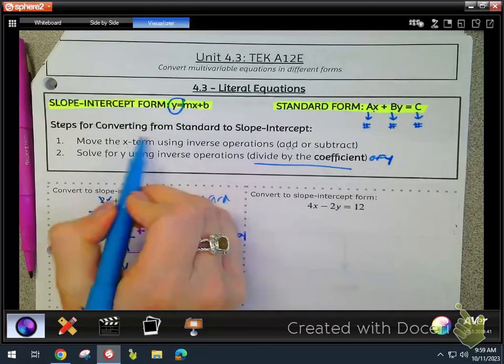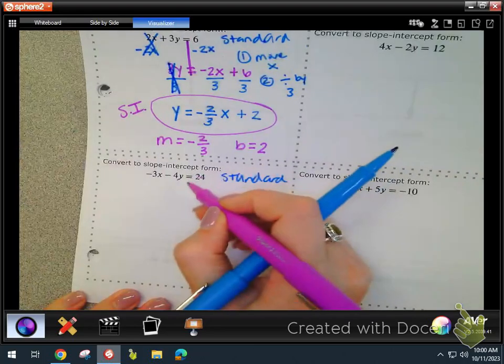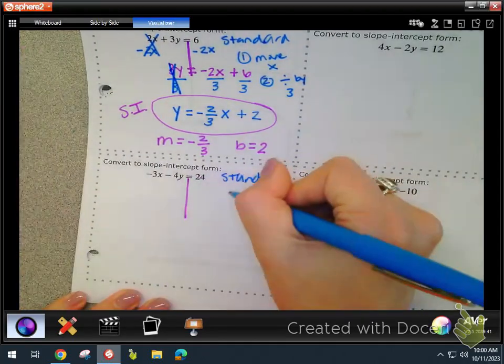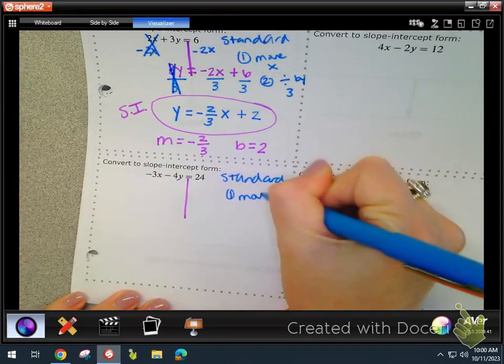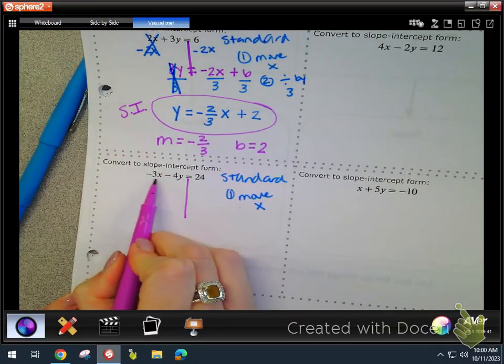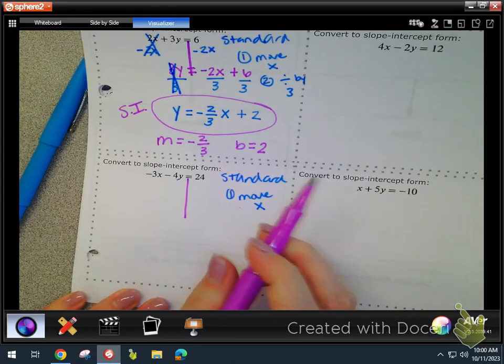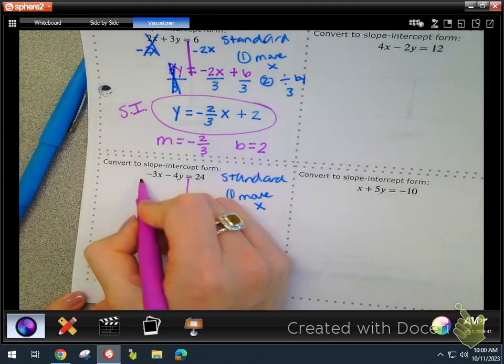Move the x. All right, I'm going to draw my line. Step number 1 is to move x. Again, you don't have to write these steps to the side. This is just me being thorough. All right, what is my x term? Negative 3x. How am I going to move that? Across the line. Plus 3.